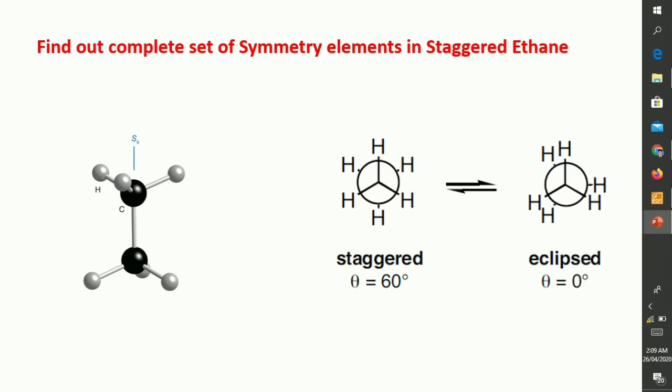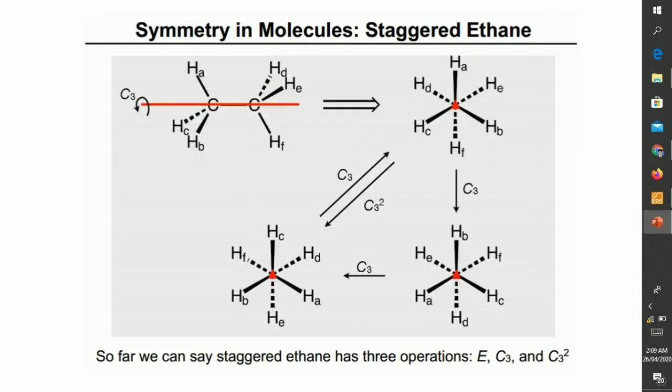So first of all, we need to learn the exact structure of staggered ethane. Here we can see that it would be quite helpful to understand the structure of methane, and here is the schematic diagram of the staggered ethane. So here we start what we need to study. We know that there should be identity in every molecule, so we need to write E first.